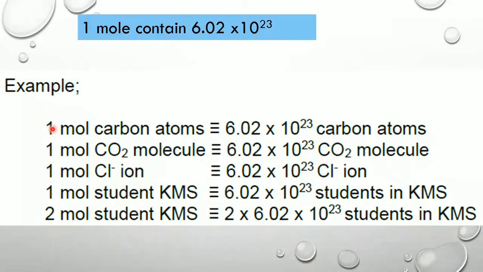Here are the examples. 1 mole of carbon-12 is equal to 6.02 times 10 to the power of 23 carbon atoms. 1 mole of carbon dioxide molecules contains 6.02 times 10 to the power of 23 carbon dioxide molecules, and 1 mole of chloride ions will contain 6.02 times 10 to the power of 23 chloride ions. So it means that 1 mole of any substance contains 6.02 times 10 to the power of 23 particles. The particles can be atoms, molecules, ions, and so on.